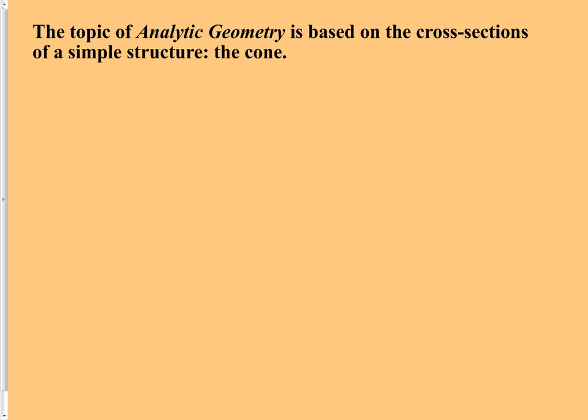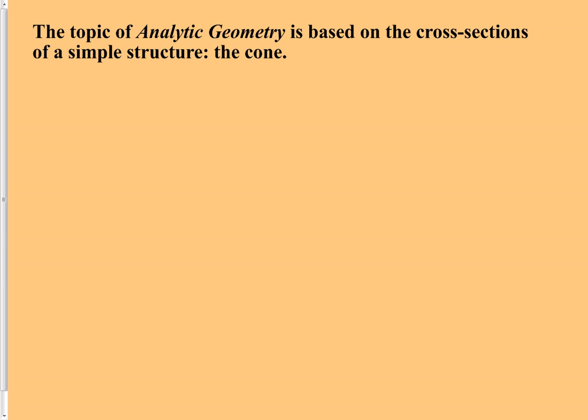But the topic of analytic geometry is based upon cross sections of a simple structure, and that structure is the cone. Now, if your geometry teacher did what they should have done, you would know what a cross section is. This is the idea that a plane passes through a solid object, and then we become interested in the shape of the surface that is created when the plane passes through and cuts our solid open.